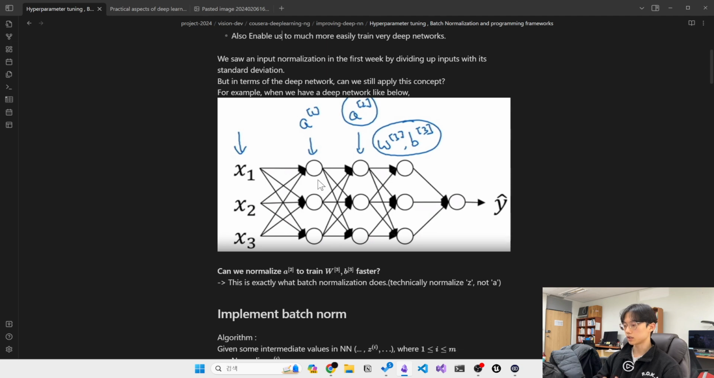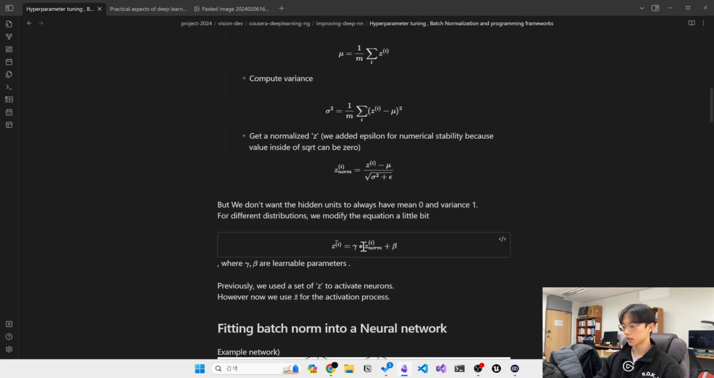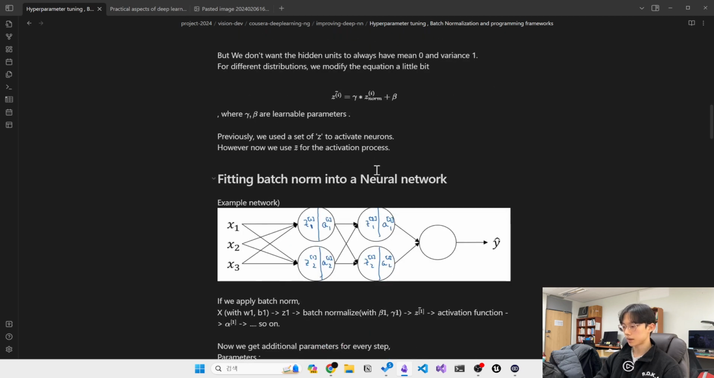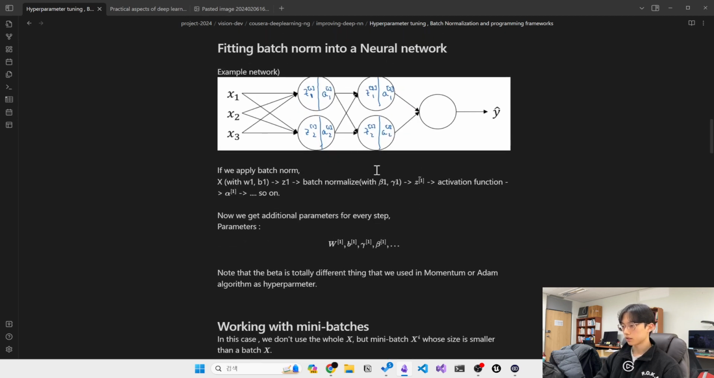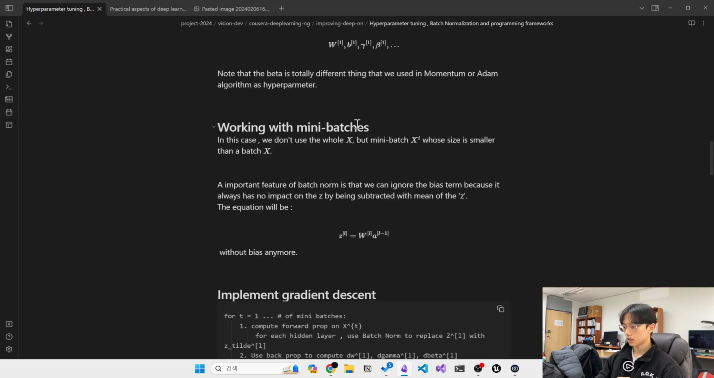So we always use z as the parameter of the activation functions in the network, but now we use z tilde as the input parameter of the activation functions. Feeding batch normalization into a neural network follows these steps. I think it's already mentioned in the previous sections.